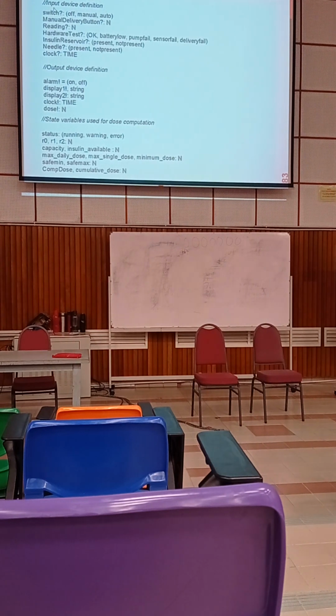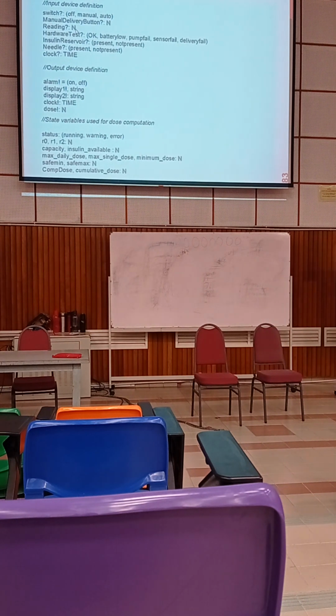Okay, the switch. What are the possible values? These are the possible values. This is a list of values that you can assign to switch. So switch question mark means all the possible values. Switch can be off, switch can be manual, switch can be auto. Okay. Then the reading is natural number.